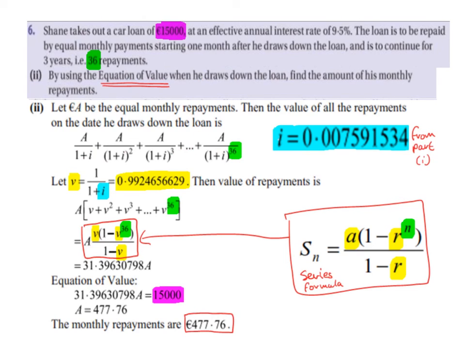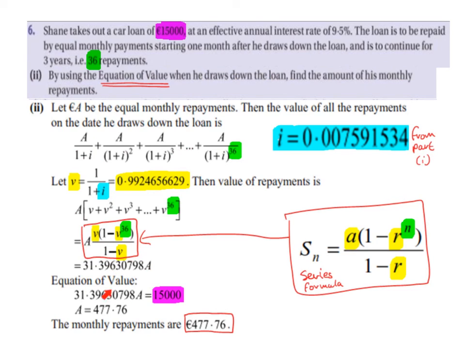So putting into your calculator 0.9924656629 in place of the V, multiplied by (1 minus 0.9924656629 to the power of 36), divided by (1 minus 0.9924656629), will give us 31.39630798A. Remember, the A is still stuck on.